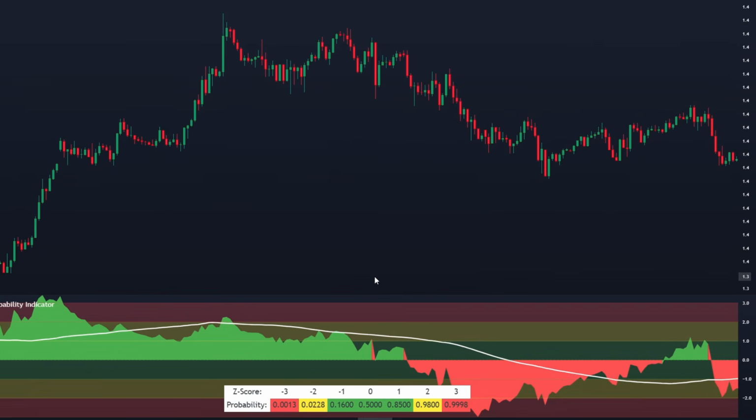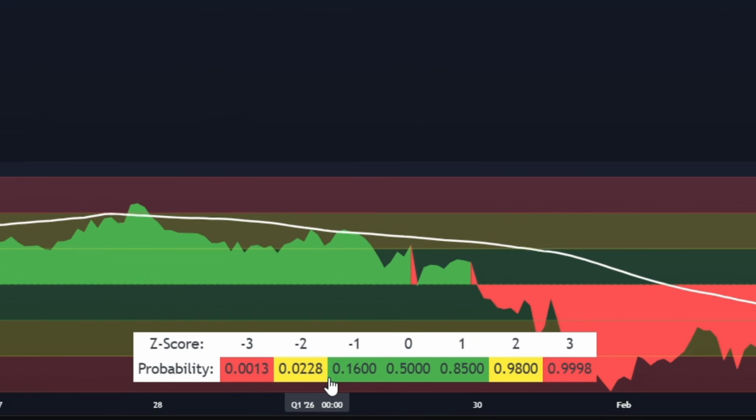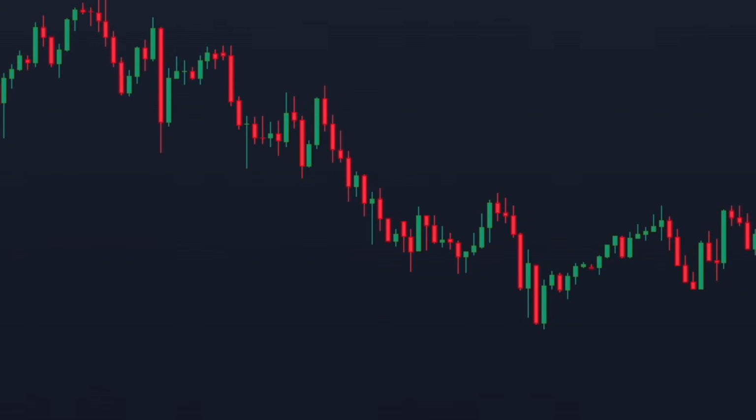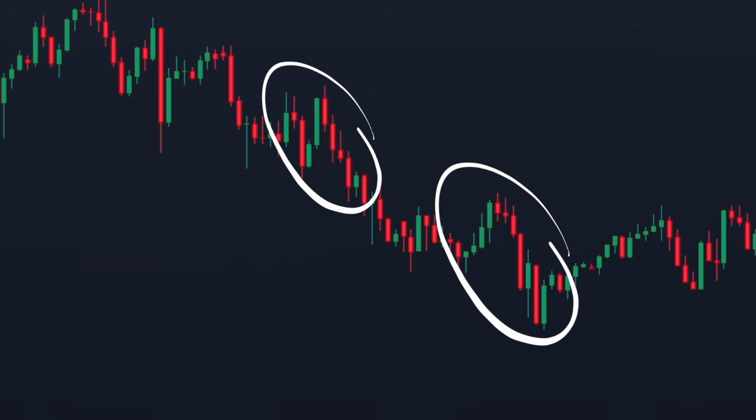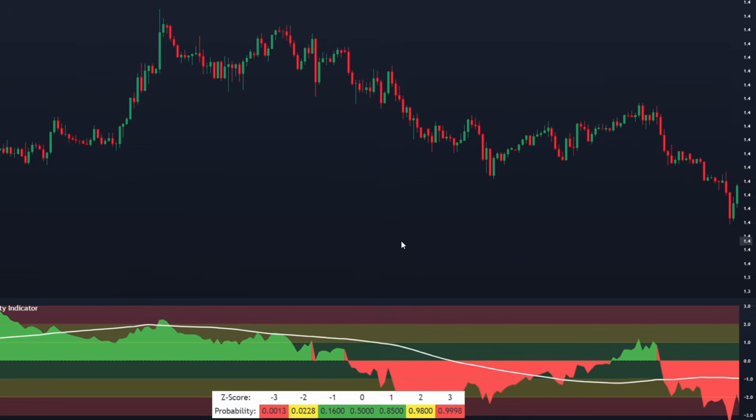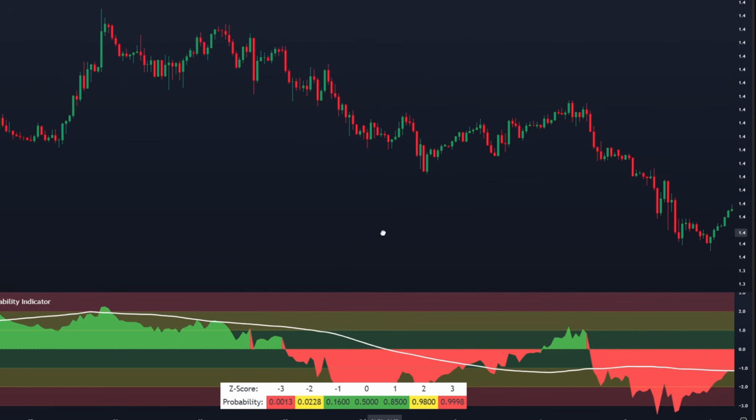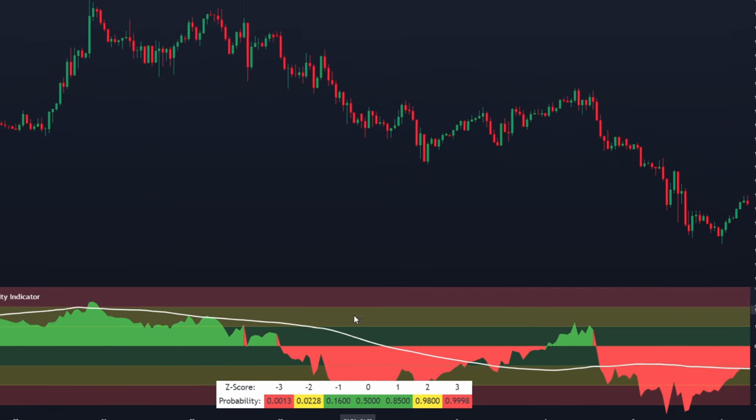But the advantage here is stability. This indicator is extremely smooth and consistent when identifying trends. It doesn't react to every small movement. It focuses on statistically meaningful changes. And on the side, you also get a probability table that gives you an idea about volatility conditions in the market. So now you're not just trading direction, you're also understanding how strong or weak the current move is.